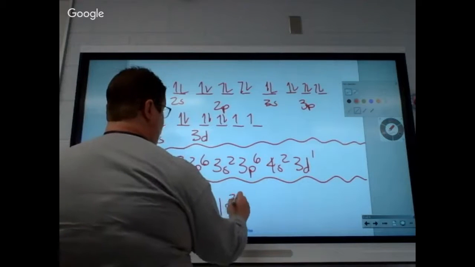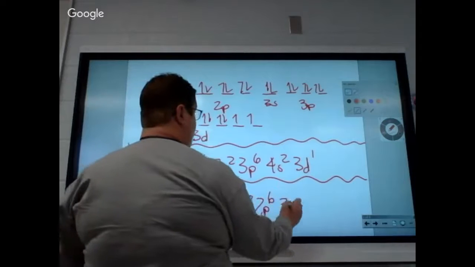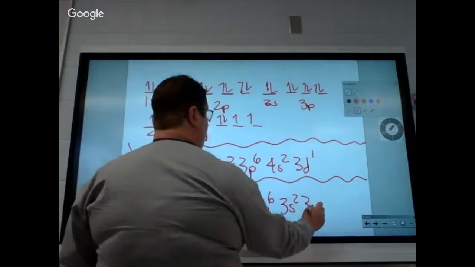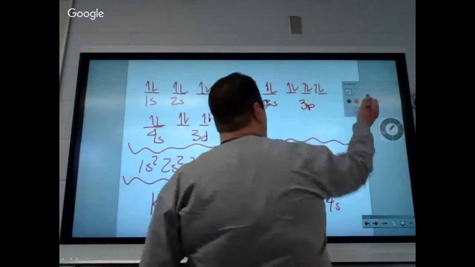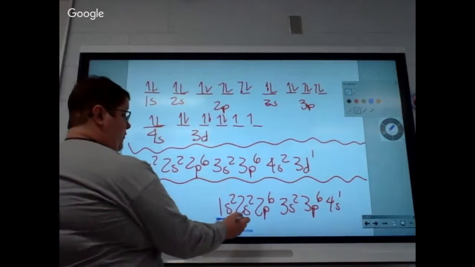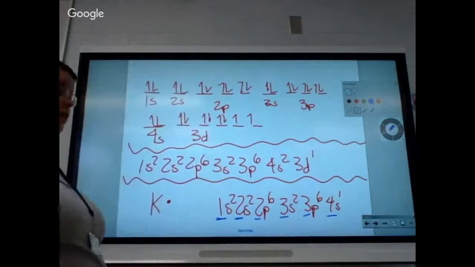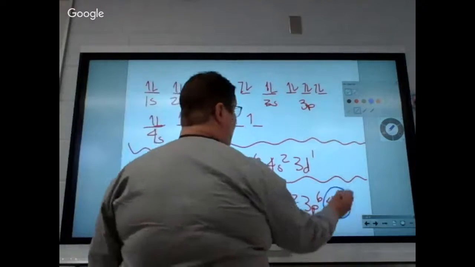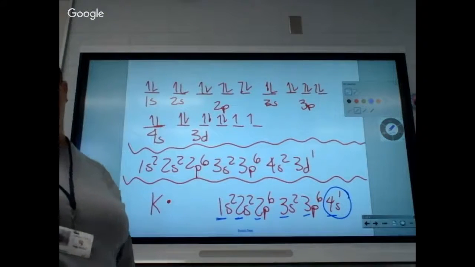So 1S2, 2S2, 2P6, 3S2, 3P6, 4S1. What's the highest energy level? Remember, you're looking at these coefficients. What's the highest energy level? So the 4 is the highest energy level. Now, most people don't even draw the arrows there. How many electrons are in the highest energy level?